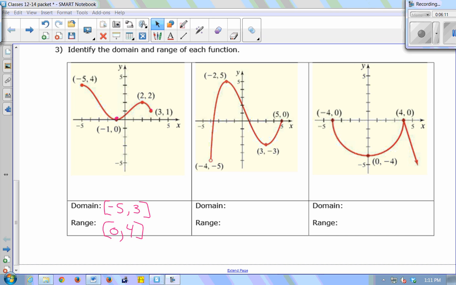All right, graph in the middle. I want to look at its domain first. Domain is x values. What x values does the graph live on? What interval of x values does it live on?